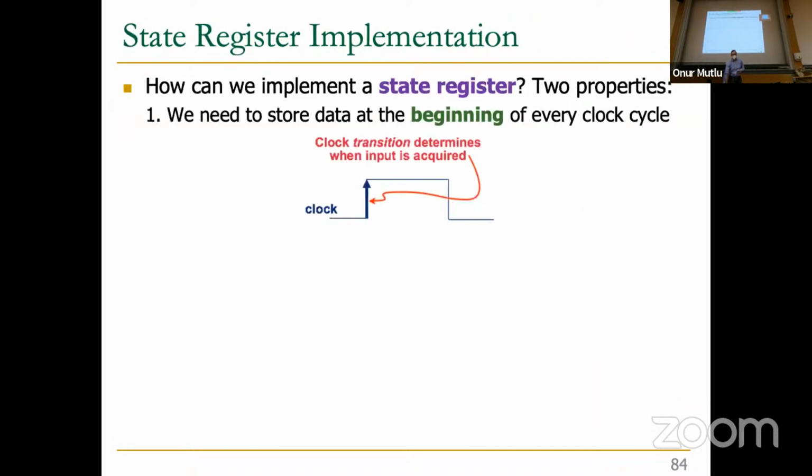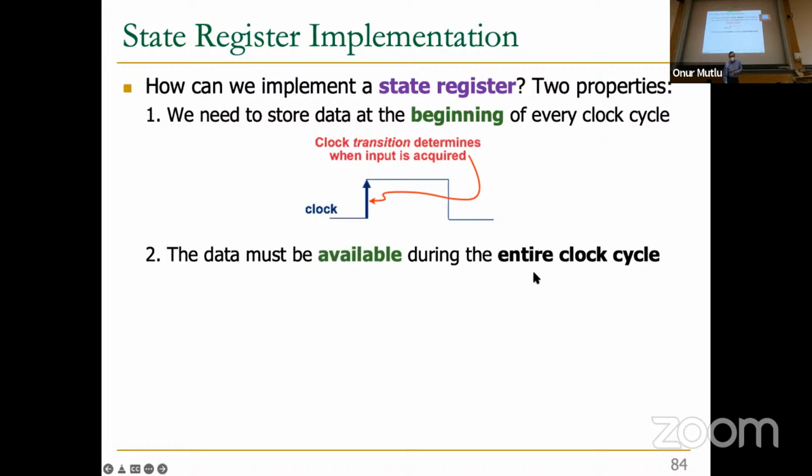So basically, we need 2 properties. We need to store data at the beginning of every clock cycle. Clock transition determines when the input is acquired and stored in the register. I'm going to call it a register for now. And the data must be available during the entire clock cycle. Basically, this register should not change its state during the entire clock cycle. Okay? Because, as I said, your state should not change, right? Your traffic light should not become red, for example, when it's supposed to be green. And your combinational logic is designed to evaluate in the entire clock cycle.